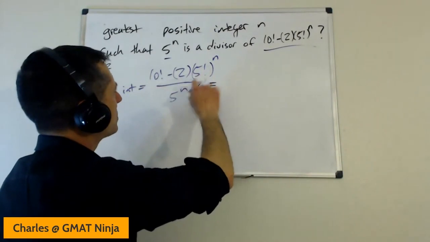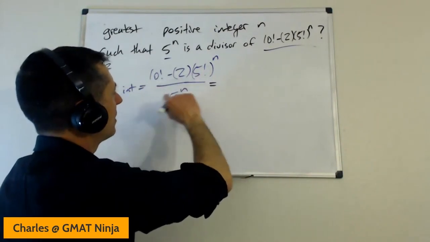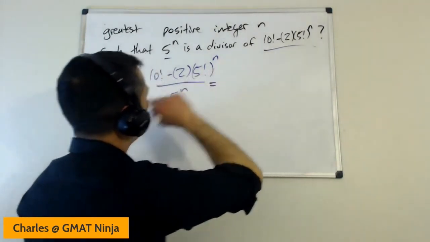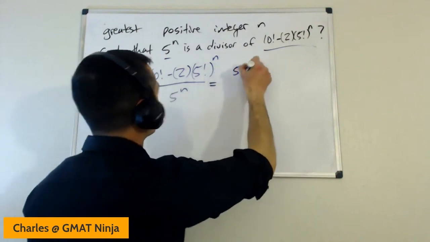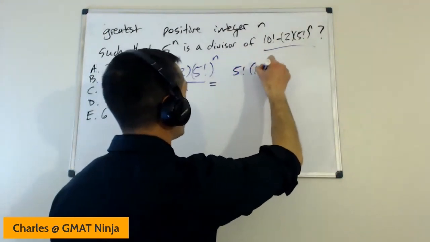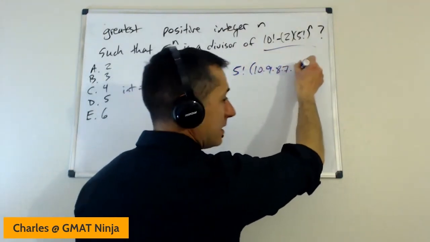That n isn't supposed to be there, I don't think. Something's funny there. Anyway, factor the 5 factorial. So we get 10 times 9 times 8 times 7 times 6.